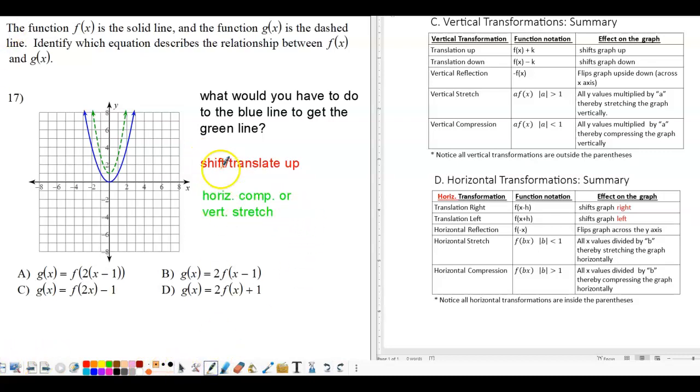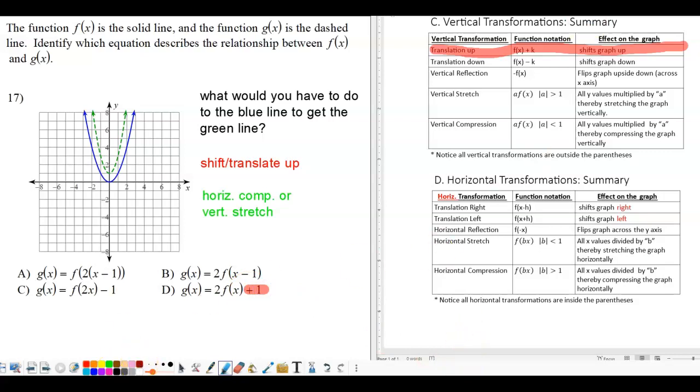All right, so we're looking for these two transformations, and we want to know which one of these options down here show us a shift or translation up, as well as a horizontal compression or vertical stretch. So let's see if we can find it here. Let's start with the shift and translate up. That's this guy. So that's where we are going to be adding a number outside of the parentheses. And I really only see one option that does that. So the answer has to be D.